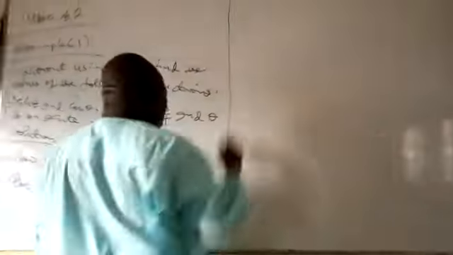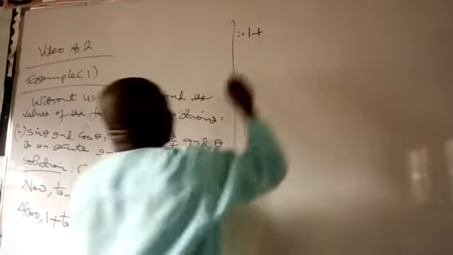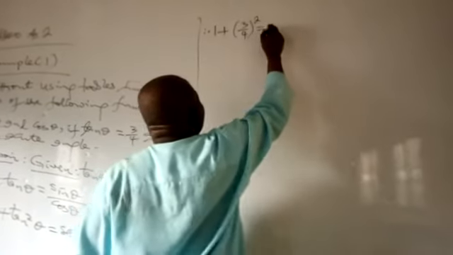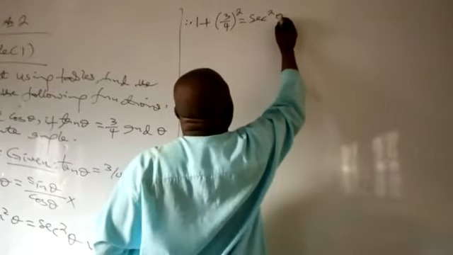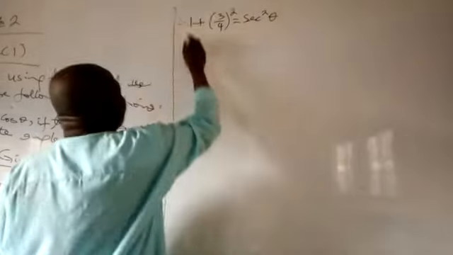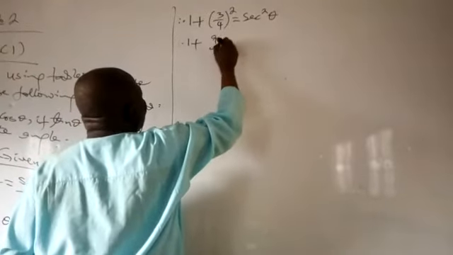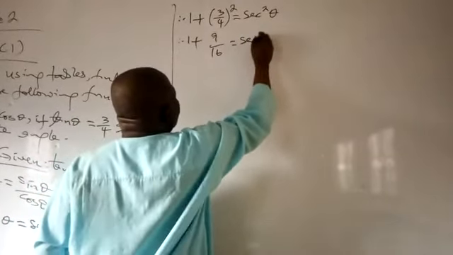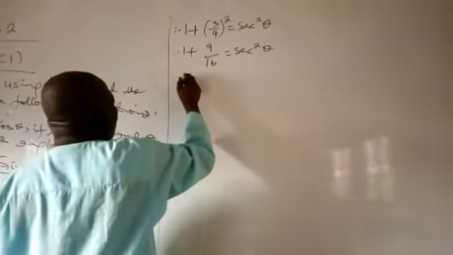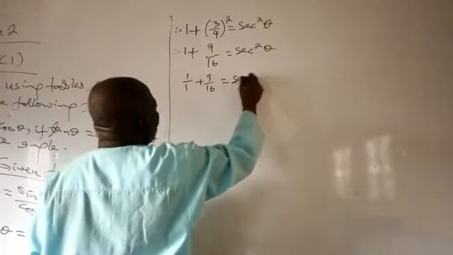Now, therefore we have 1 plus, and now what is tan theta? Tan theta is given to be 3/4. So 3/4 all square is equal to sec square theta. So it means 1 plus 3/4 square, which is 9/16, is equal to sec square theta. So what do we have? 1/1 plus 9/16 is equal to sec square theta.